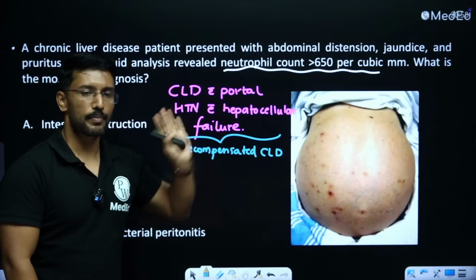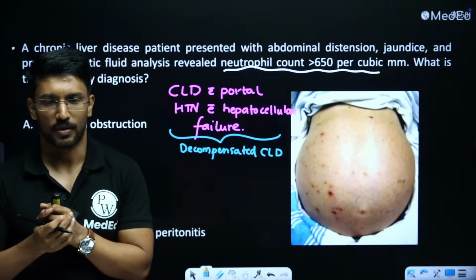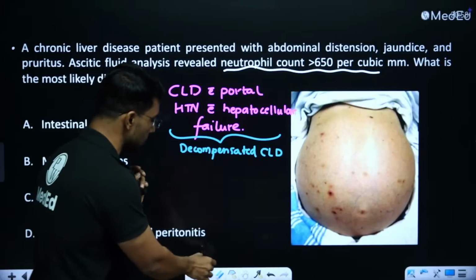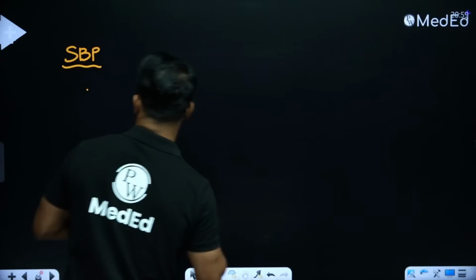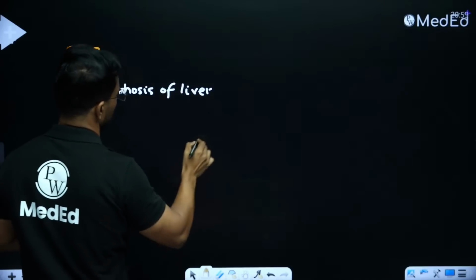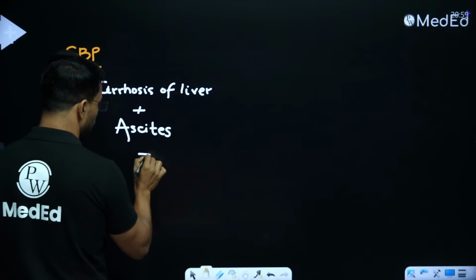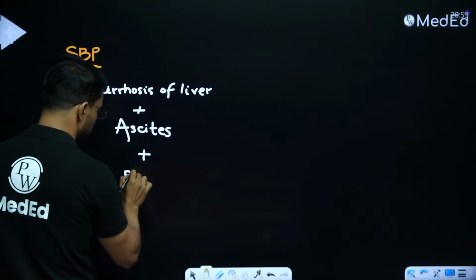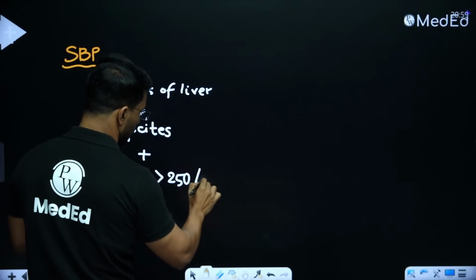Now, patients with ascites and portal hypertension are at increased risk of developing various complications like hepatorenal syndrome, and one such complication is called spontaneous bacterial peritonitis. How do I diagnose SBP? When should you suspect it? For the diagnosis, I need a patient with cirrhosis of liver, presenting with ascites, and in that ascitic fluid, if I get increased neutrophils or polymorphonuclear cell count more than 250 per cubic millimeter.